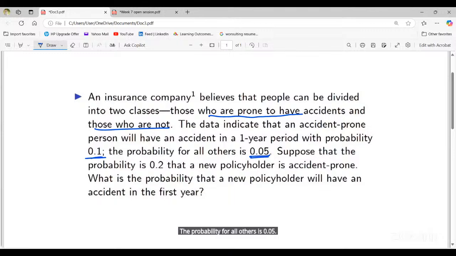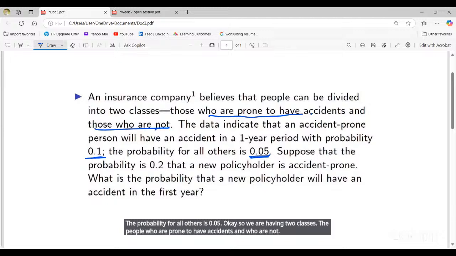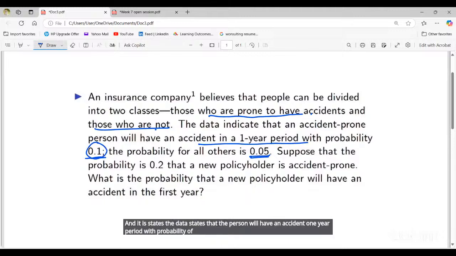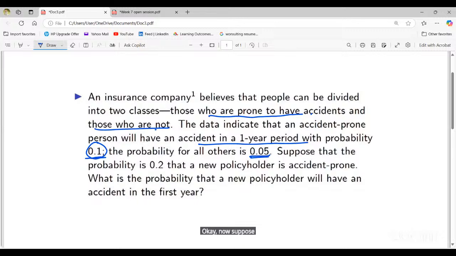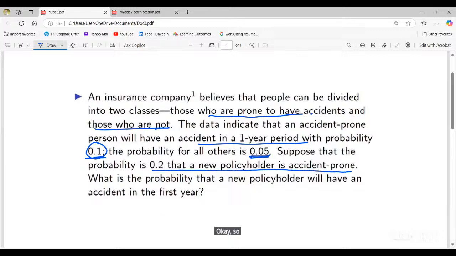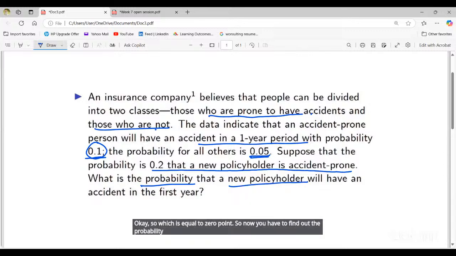So we have two classes, the people who are prone to have accidents and those who are not. Now, suppose that the probability is 0.2 that a new policy holder is accident prone. So now you have to find the probability that a new policy holder will have an accident in the first year.